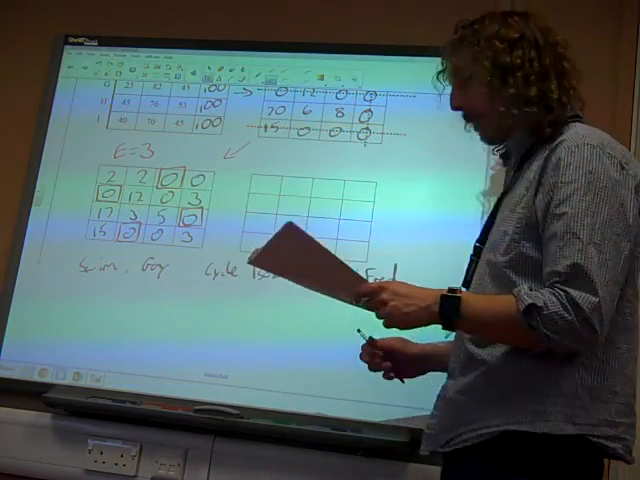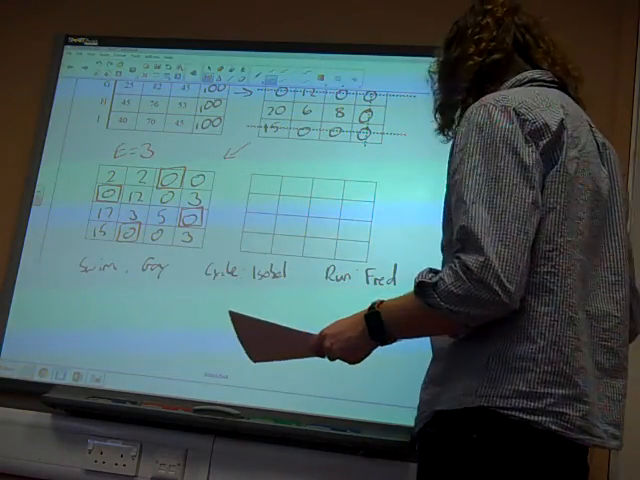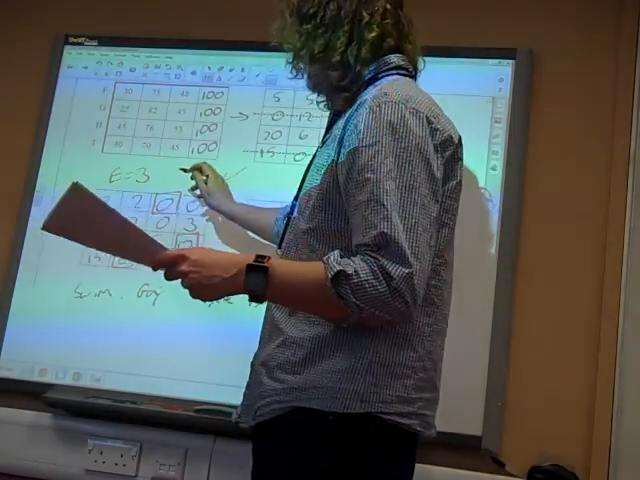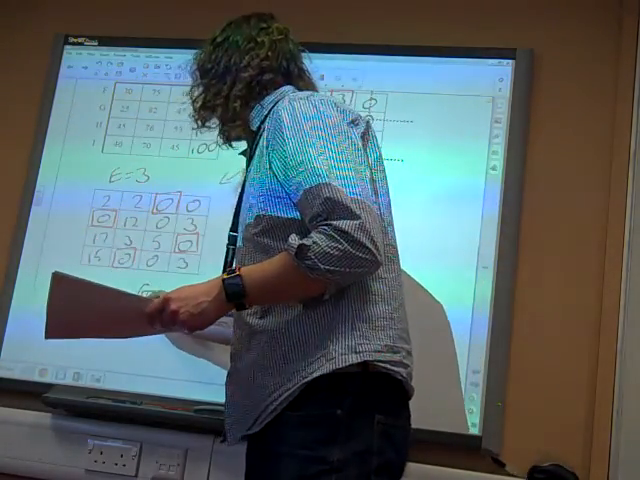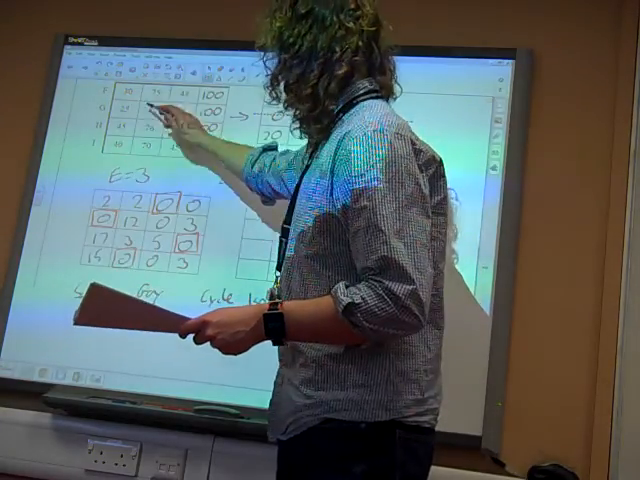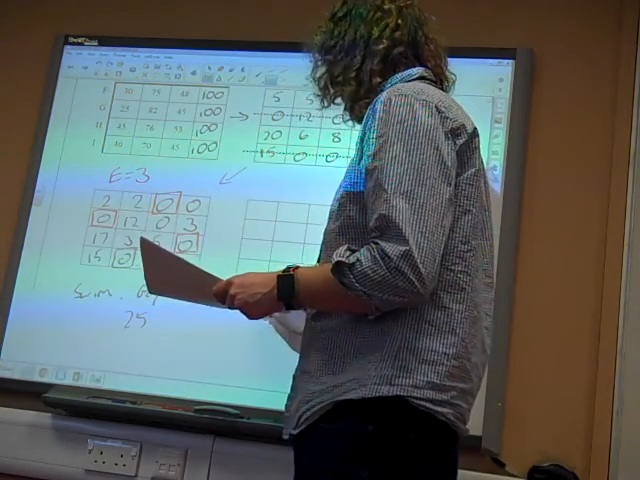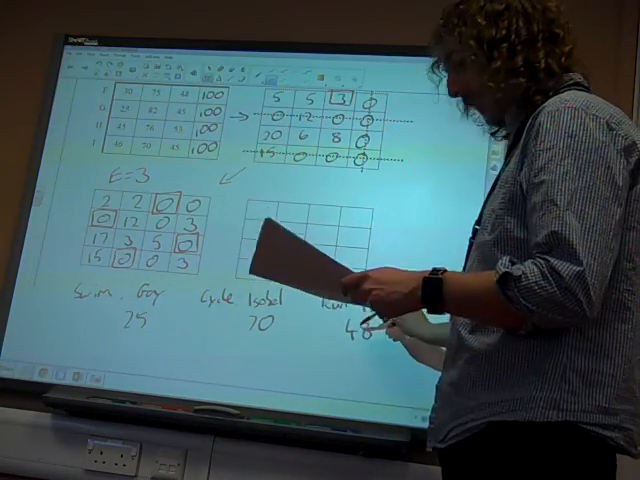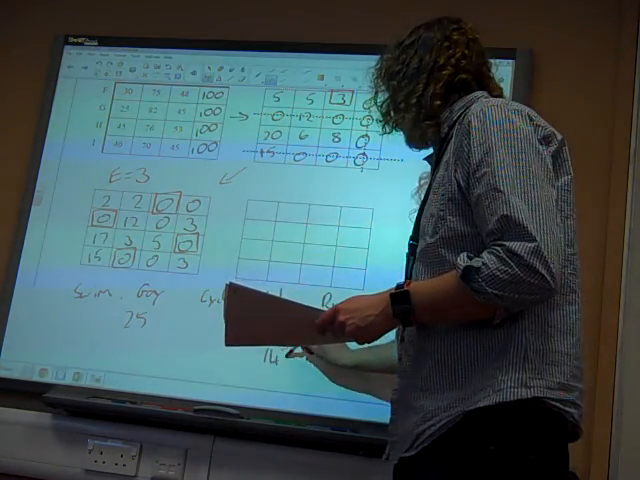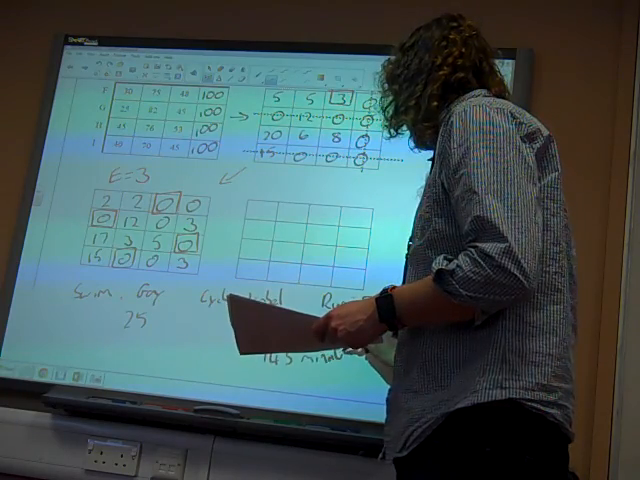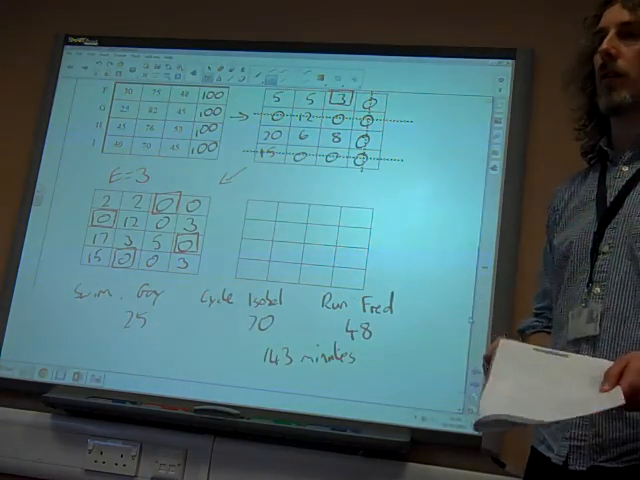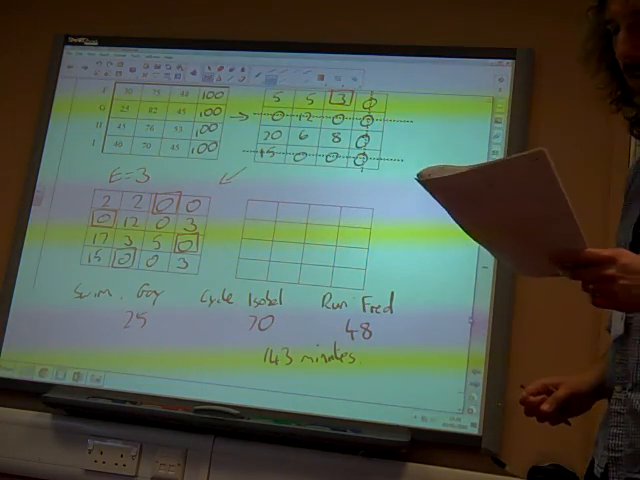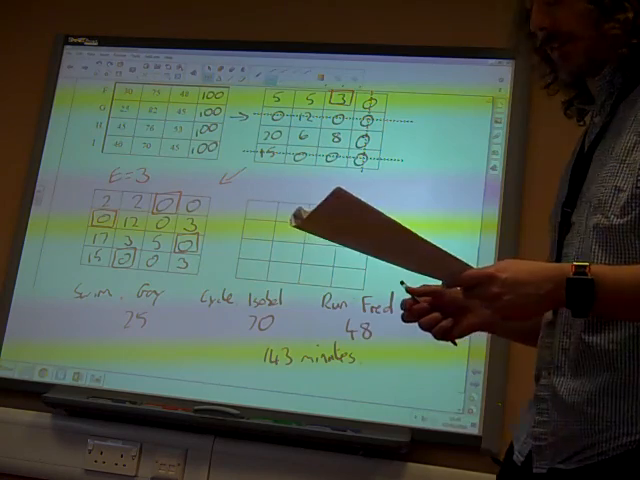And Fred is running, and we're going to go back and look at our original network and see what numbers these related to. So that one was a 25. Cycling, Isabel was a 70, and Fred running was a 48, and so that gives us a total of 143 minutes from the original thing. Brilliant, eh? Nice and easy.